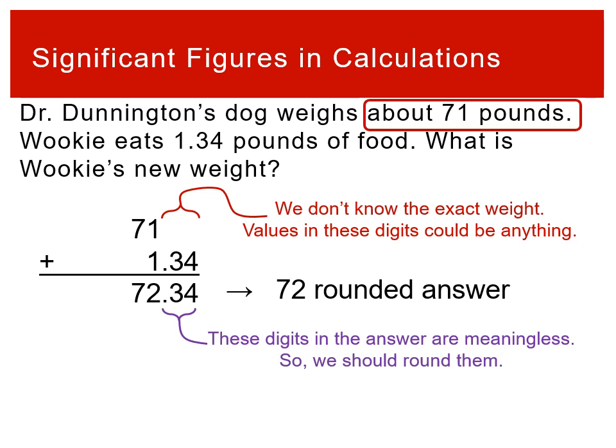Another way you can think about what's going on here is if you just look at the language. Wookie weighs about 71 pounds. If afterwards you come out of a calculation and you say he weighs 72.34 pounds, that is a much more precise answer. There's a lot more information. So the answer needs to maintain the aboutness that I started with. He weighed about 71 pounds. He ate some food. He now weighs about 72 pounds, right? So I'm maintaining that approximate nature of the information.